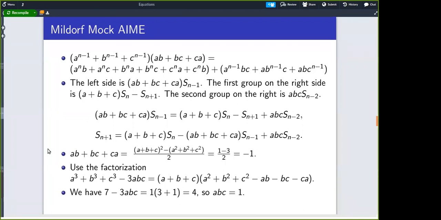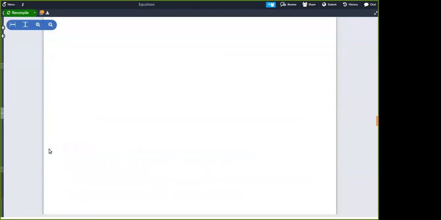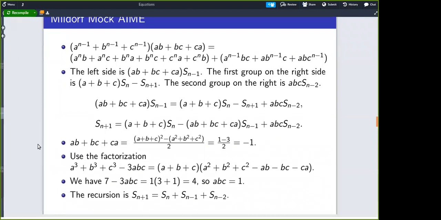And now we can rewrite our recursion with the numbers that we have. Our recursion is just Sn plus 1 equals Sn plus Sn minus 1 plus Sn minus 2. Now we have S1, S2, and S3, and we just need to determine what S7 is. So we can just use the recursion 4 times to get S7. S4 is 11, S5 is 21, S6 is 39, and S7 is 71. So that's the answer.